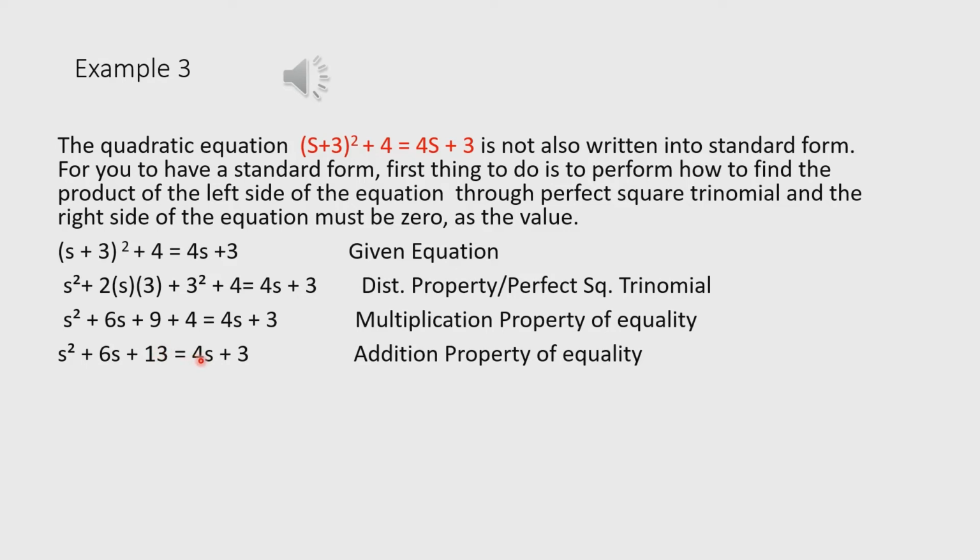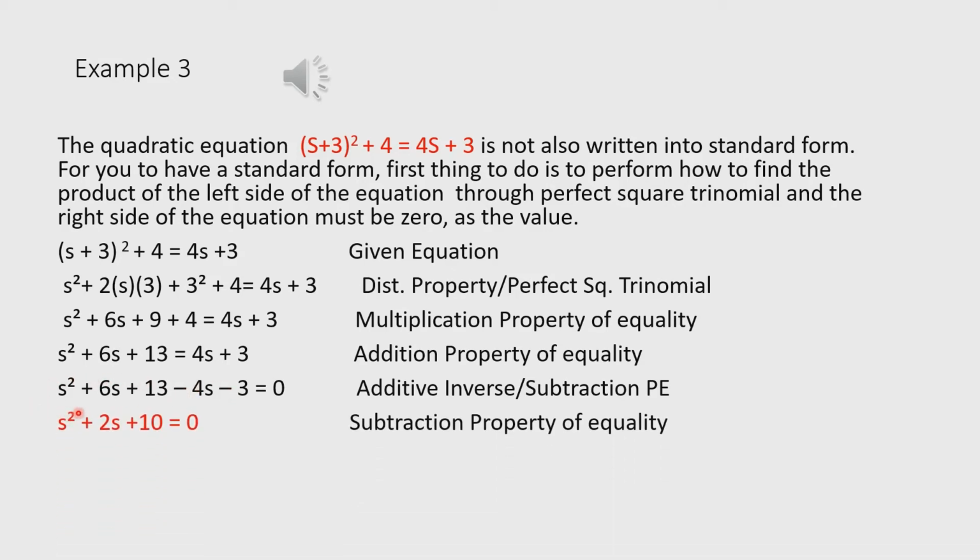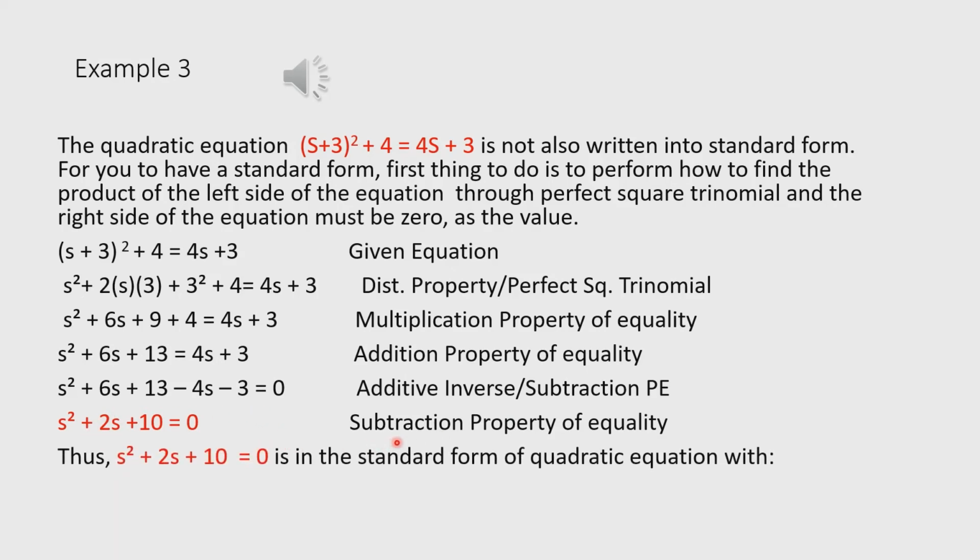Equals 4s plus 3. Then by additive inverse, these terms from the right side will be transposed to the left side. That becomes s squared plus 6s plus 13 minus 4s minus 3 equals 0. And then we have now the quadratic equation s squared plus 2s plus 10 equals 0 by the subtraction property of equality.